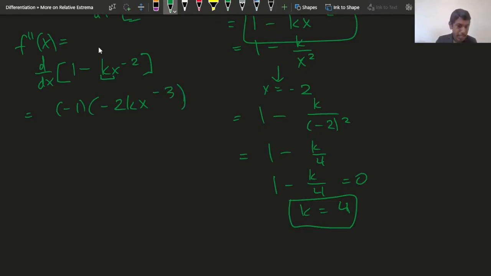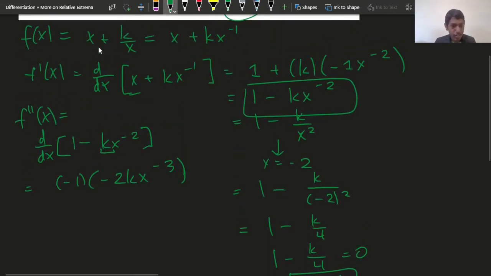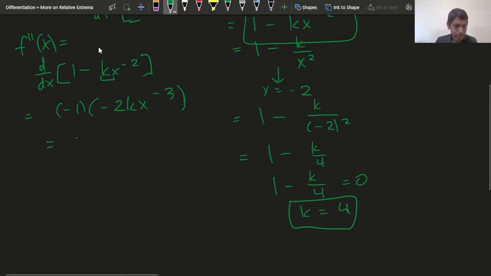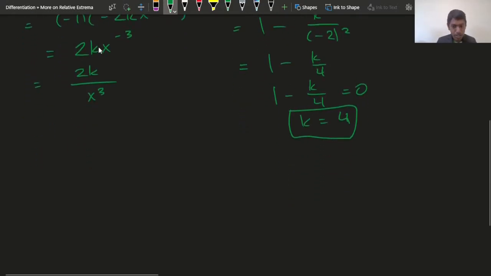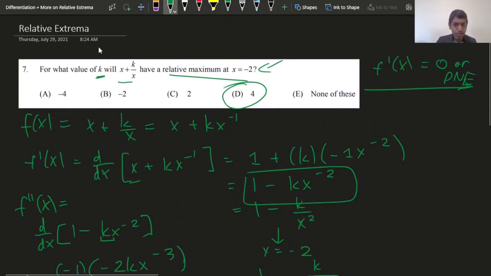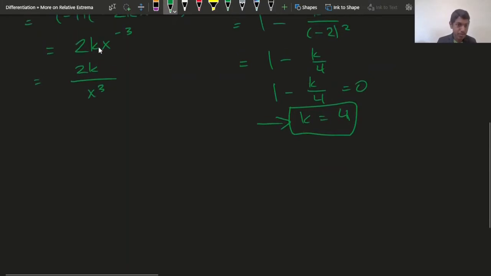Right, because remember this k is still living there, so we've got to account for it. Of course, you could have plugged in k equals 4 and figured out the derivatives like this, but it's really just a matter of preference. So I get 2k x to the minus 3, and then you can just write this out a little bit here. And now we're going to plug in these values of k equals 4 and x is minus 2 and see what the sign of the second derivative is.